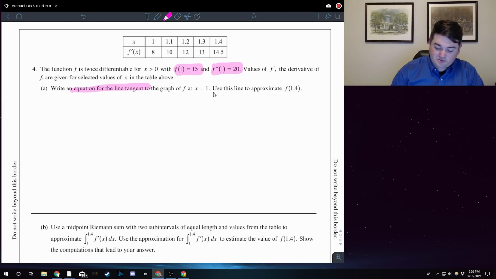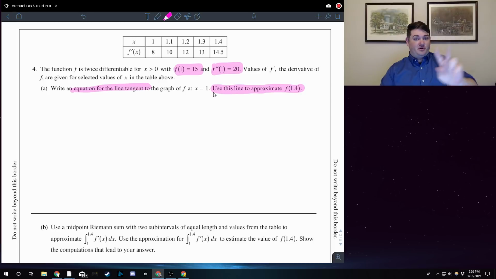Use this line to approximate f(1.4). So people in my class, you can't just cheat this out with the linear approximation formula. You need to do both steps. Find the equation of the tangent line, then plug in 1.4. Okay, point, slope, easy enough.